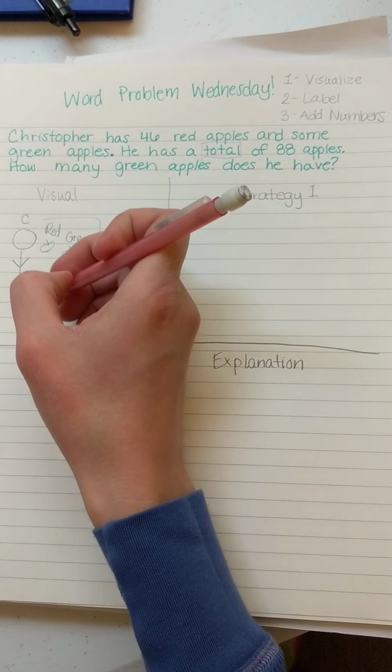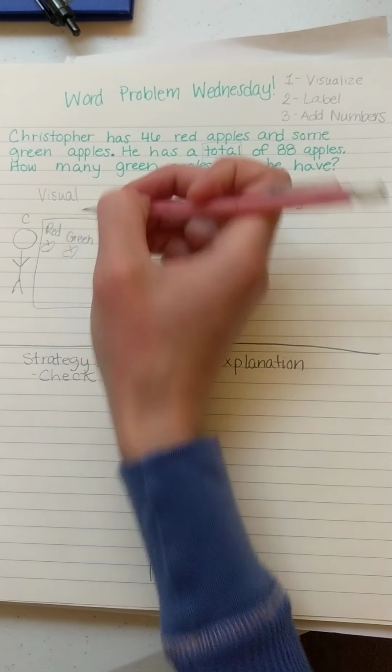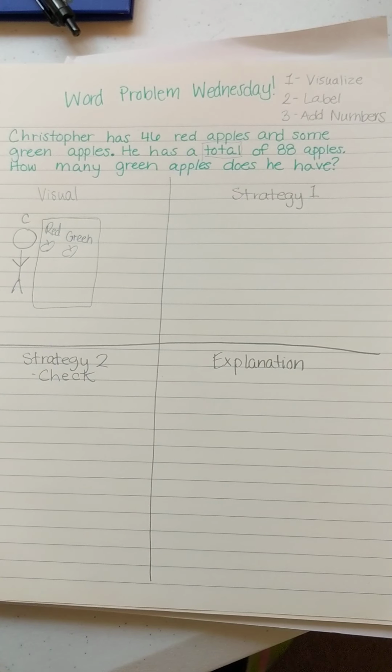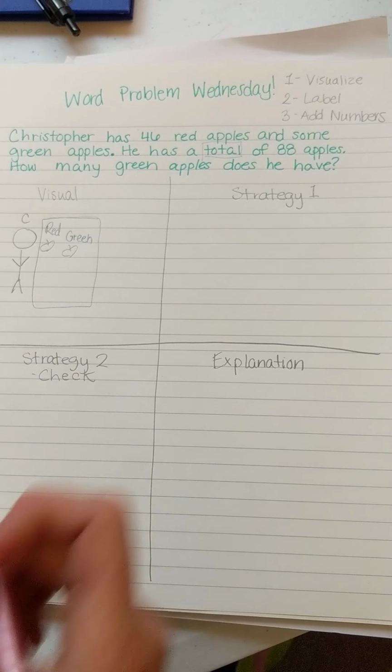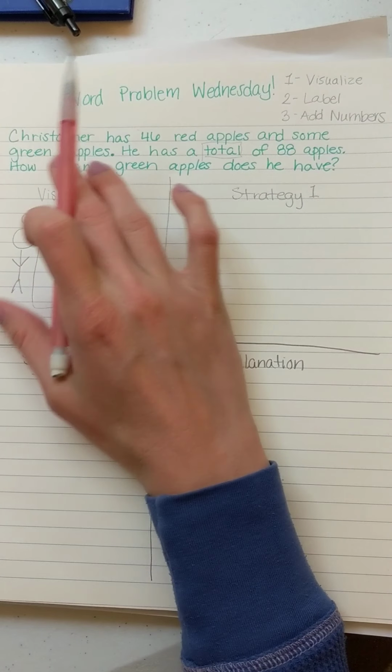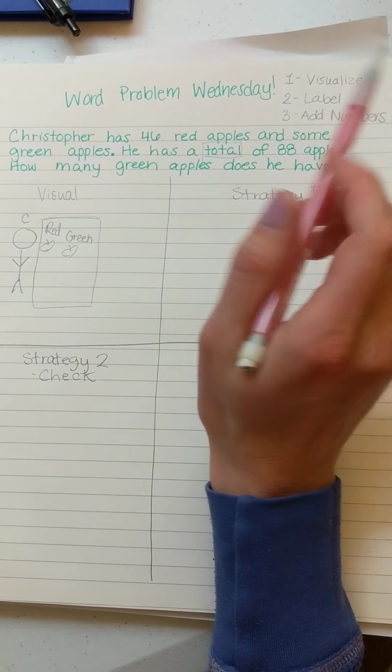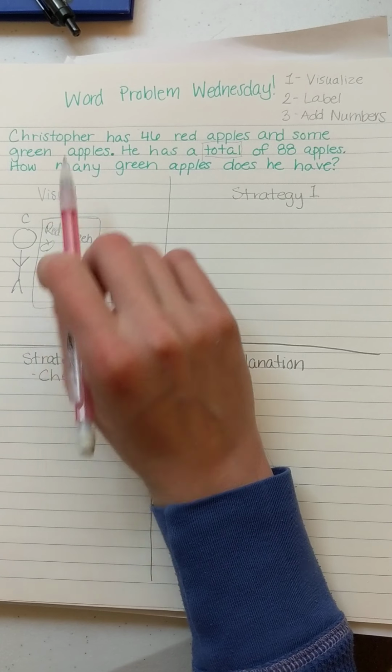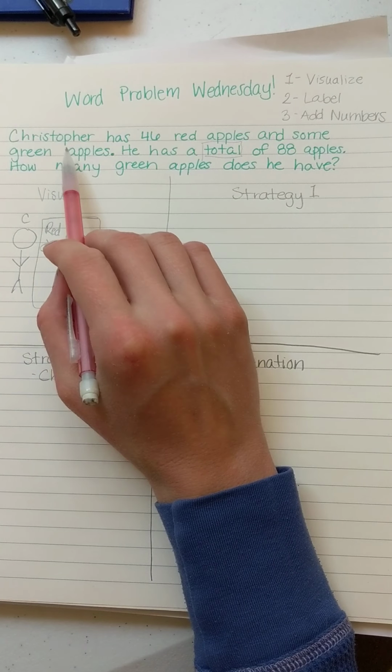So I'm just going to draw like this. So they all belong to him. He has all of them together, but some of them are red, some of them are green. Okay, now I'm going to label. So I read it a second time. Remember, I don't read the question yet. And when I label my problem, I label it with my own words.